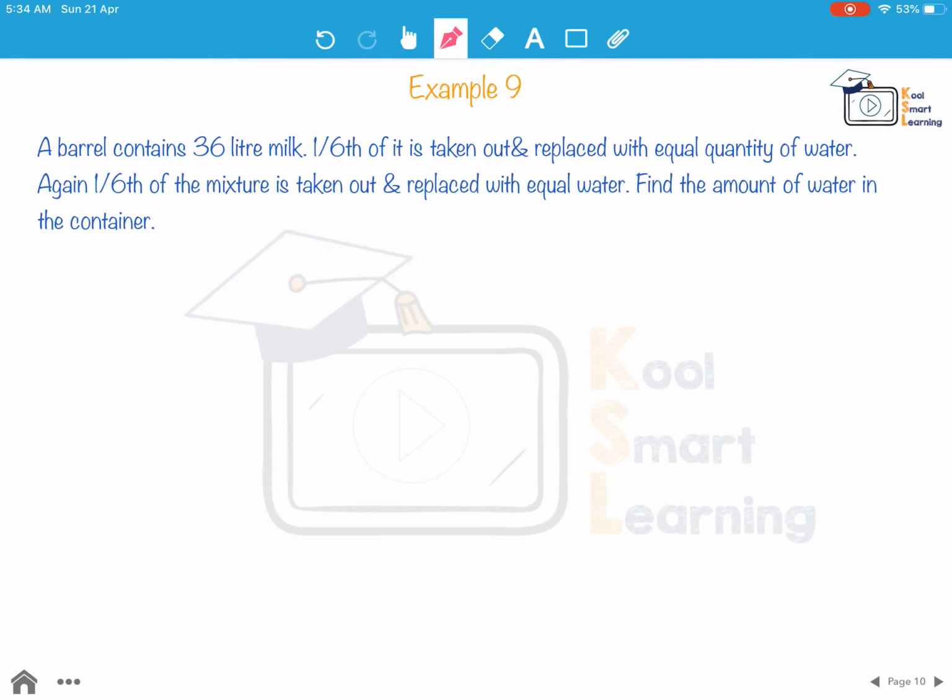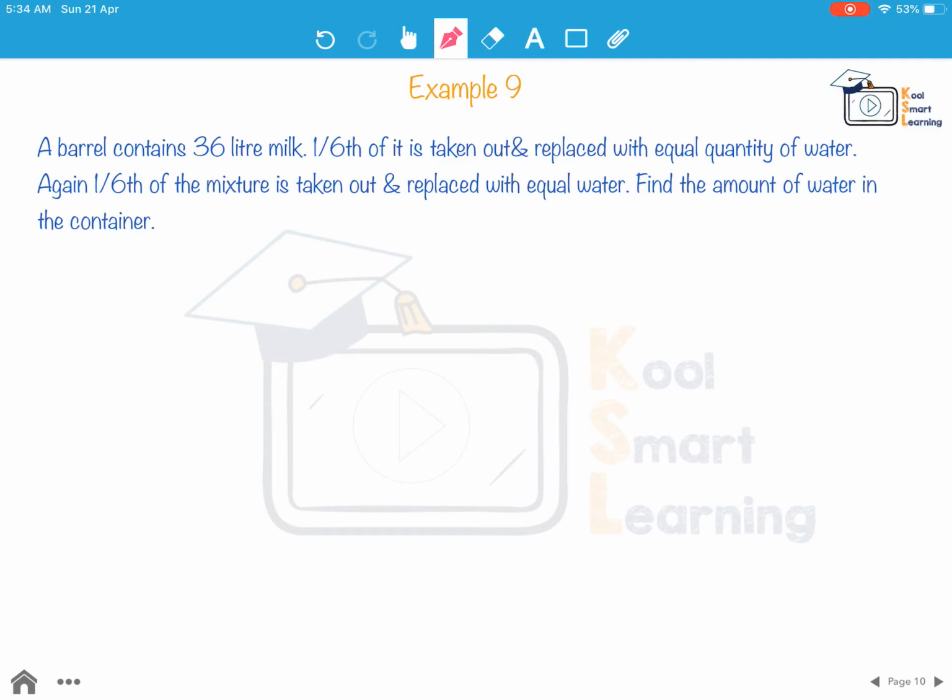Let's move on to the 9th example. A barrel contains 36 liters of milk. 1/6 of it is taken out and replaced with an equal quantity of water. Again, 1/6 of the mixture is taken out and replaced with an equal quantity of water. Find the amount of water in the container.